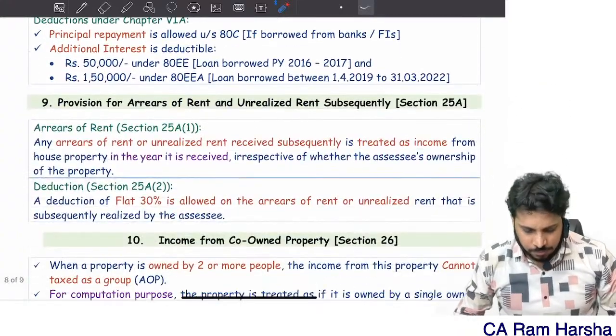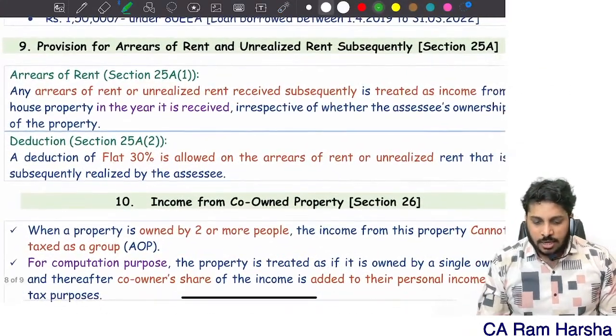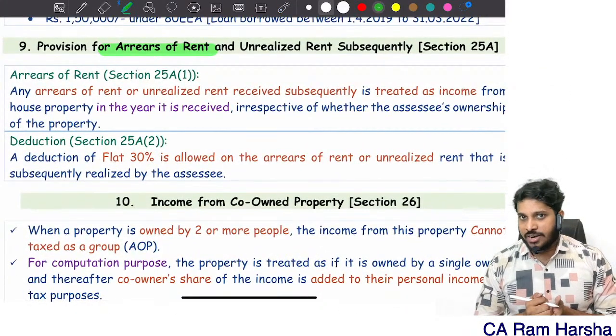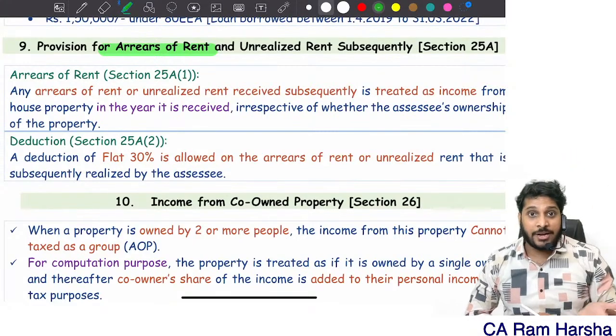That's it. Now, suppose SSEs sometimes recover arrears of rent. Some long ago some tenant defaulted. Now he paid.